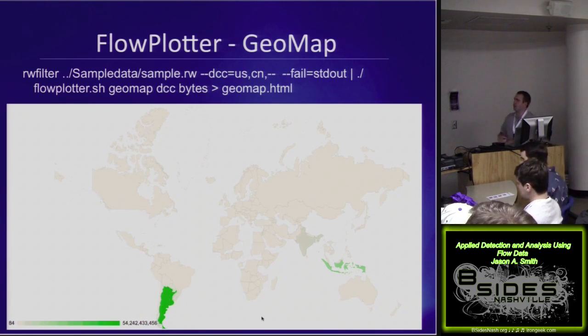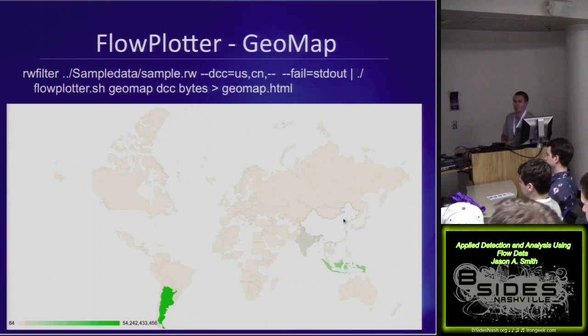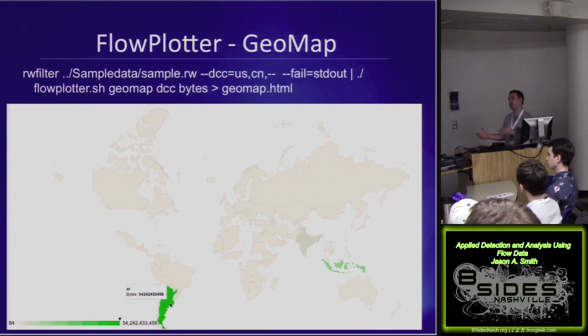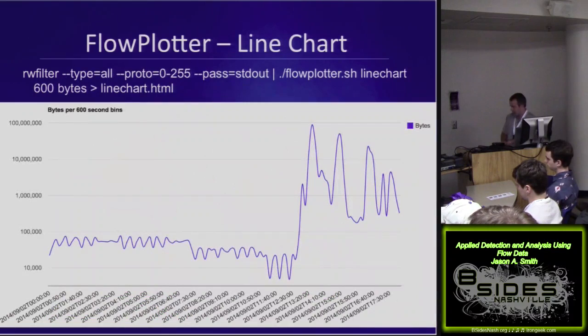So it's dumping everything to Flowplotter, making a geomap based on destination country codes sorted by bytes. If you go back to rwstats, it kind of sounds like what I was saying through there. So that's kind of the same way. You just output it to a file, otherwise it goes to standard out. So this is geomap.html. You can throw it into some sort of dashboard or whatever you want, along with these other guys. So this is a basic line chart.